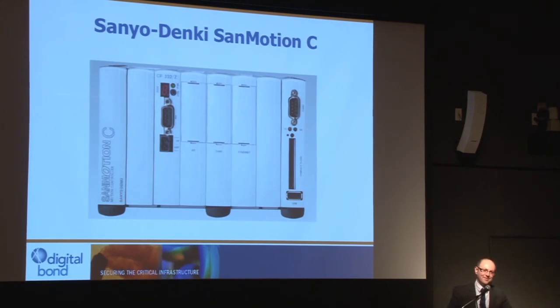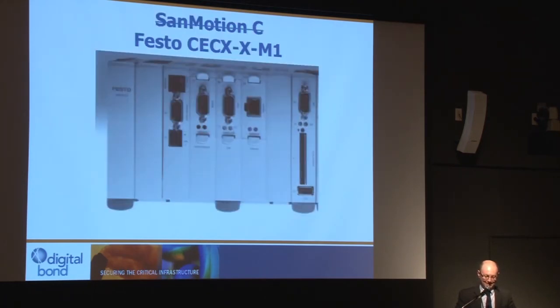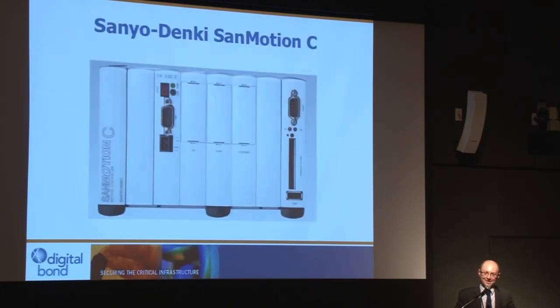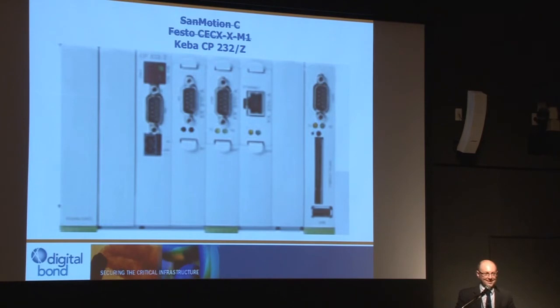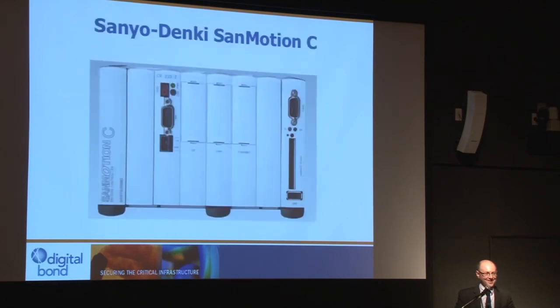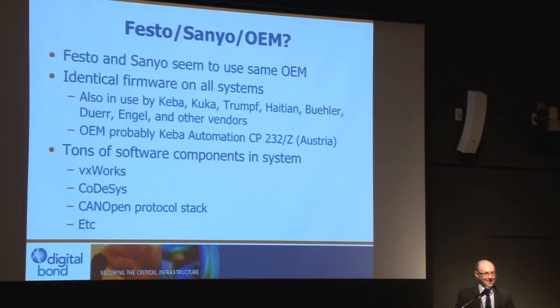When I was first looking for Japanese vendors that ran CoDeSys, I found this Sanyo-Denki SanMotion C controller. And I got kind of excited because I looked at this hardware, and then I turned and looked in my lab, and I already have one in my lab. If we look at these two controllers, they're identical. They have the same hardware, they just have a different label. I started to dig a little deeper, and I found another controller that looks identical called the CoDeSys CP232Z, made by the Austrian company Keba. These controllers are all the same hardware, or at least they appear to be, and it turns out they are. So the firmware on all of these controllers is identical.